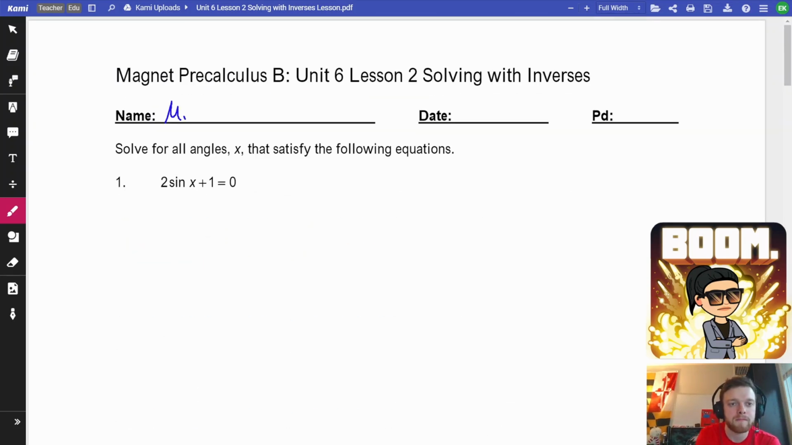Let me go ahead and add my name, as we all should whenever we complete an assignment. What is the date? Today is today. Period. Natural numbers. Awesome. The natural numbers don't need the positive symbol.